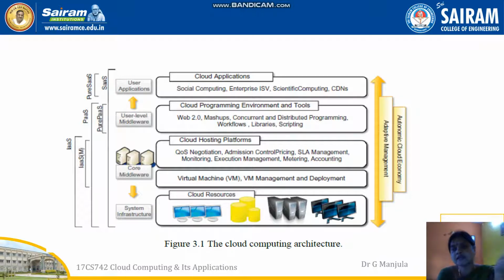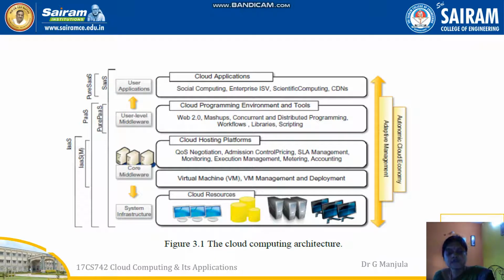Now, on the right side of the y-axis, you can see an automatic cloud economy, and also an adaptive management. Before going further, you also see on the left side of the y-axis they are mentioning the system infrastructure, core middleware, user level middleware, and also the user application. So these are the things we have to remember. Now I'm going to explain them one by one.